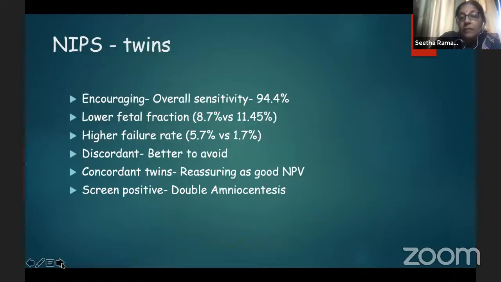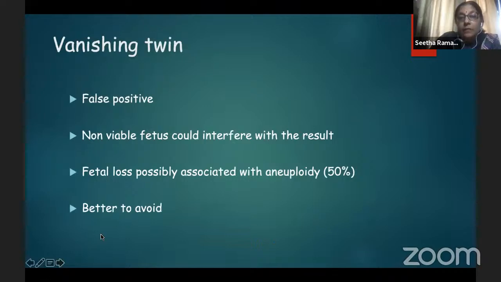There is a lower fetal fraction, which you have to remember, and that's why there can be a higher failure rate. And of course, if it is screen positive, she needs invasive testing. Again, a word on vanishing twin: it can be a false positive because of the aneuploid twin, which has caused the fetal loss, and that's why it comes as a false positive.